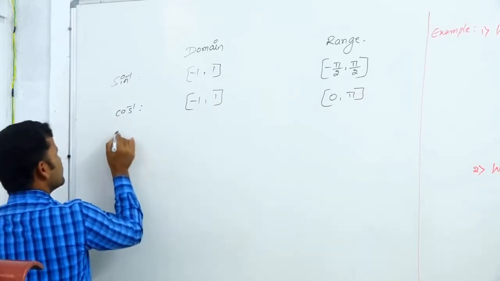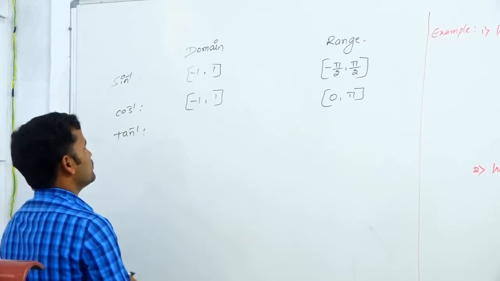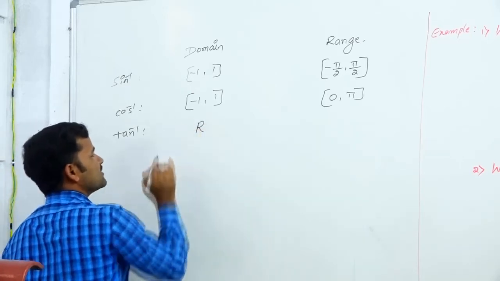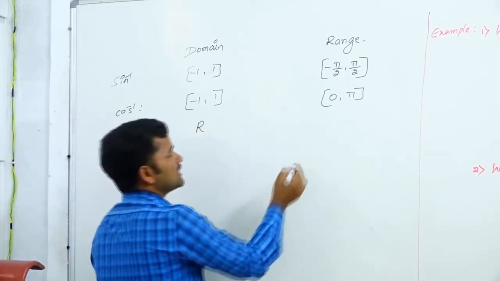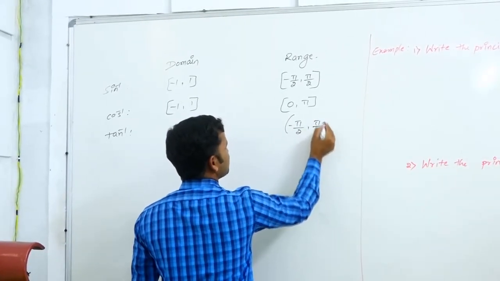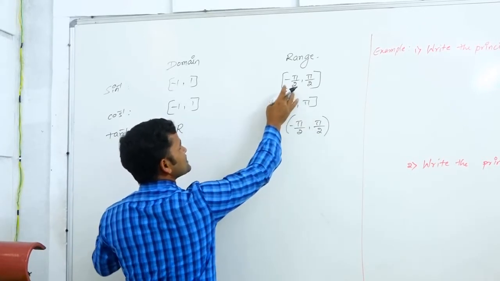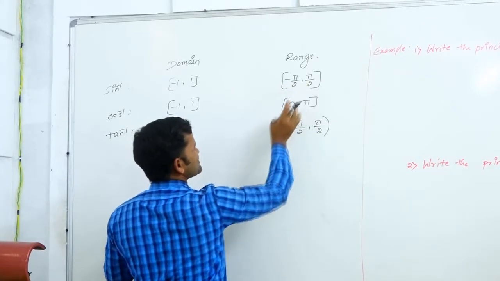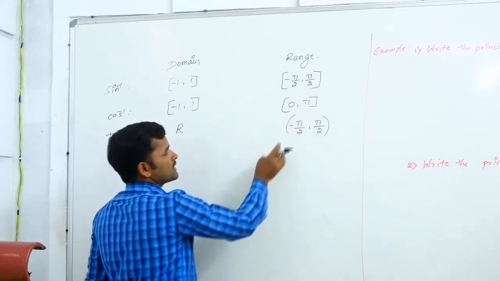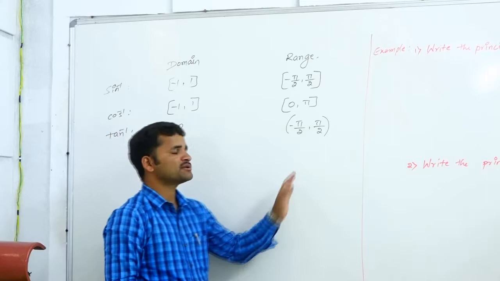Coming to tan inverse. Tan inverse of x, domain is all the real numbers we can substitute. Range will be minus pi by 2 to plus pi by 2. Sine inverse range, you can remember it like this: sine inverse range is minus pi by 2 to plus pi by 2, closed interval. Here tan inverse range is also the same, minus pi by 2 to plus pi by 2, but it is an open interval.